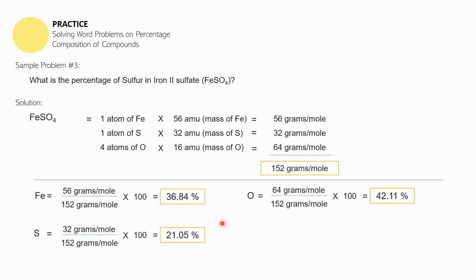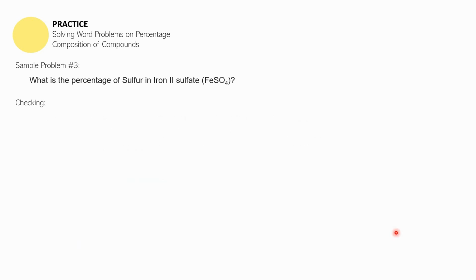And so, these are the percentages. Iron is 36.84%. Sulfur, which is in question, it's 21.05%. Also, we take note that it has the lowest percentage. And then for oxygen, it's 42.11%. And so we're done with the second part of this session. Let's check for this. The sum must be 100%. So, basic, no?